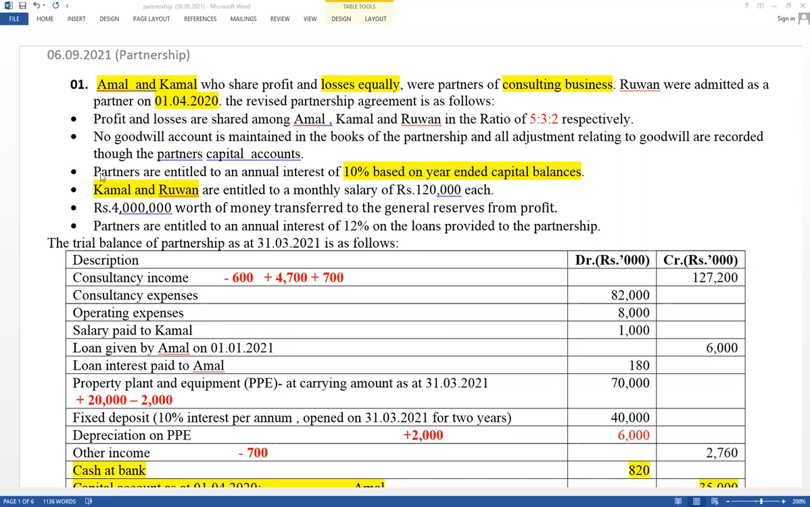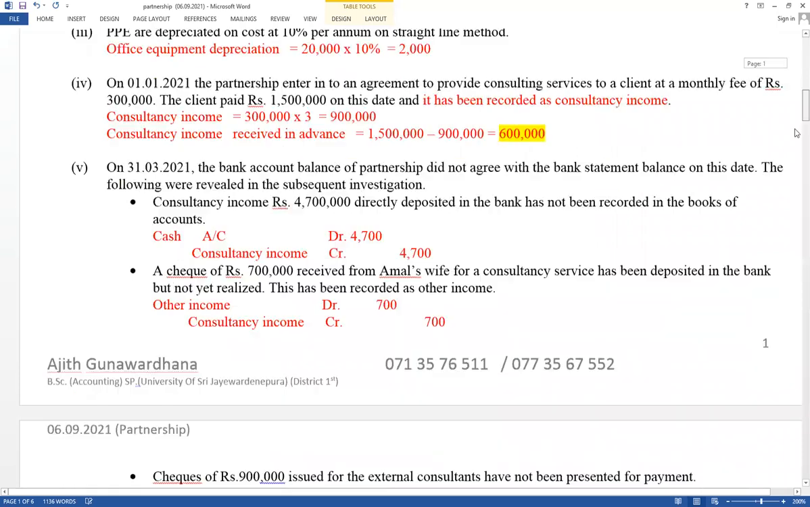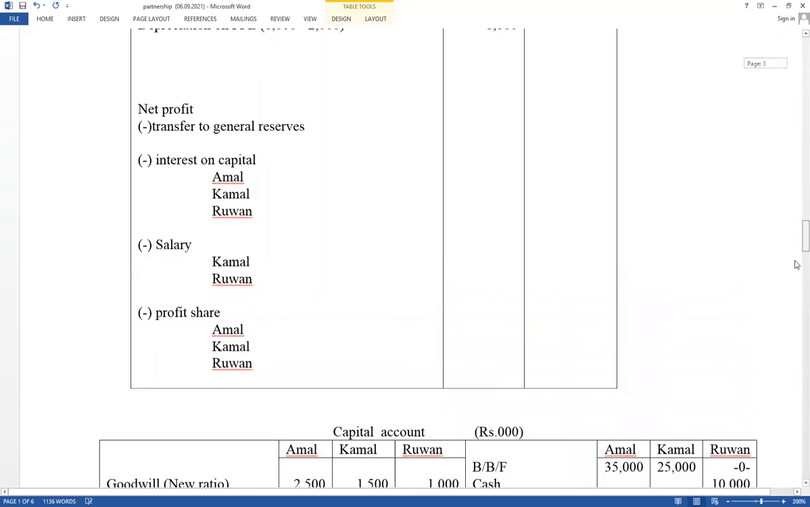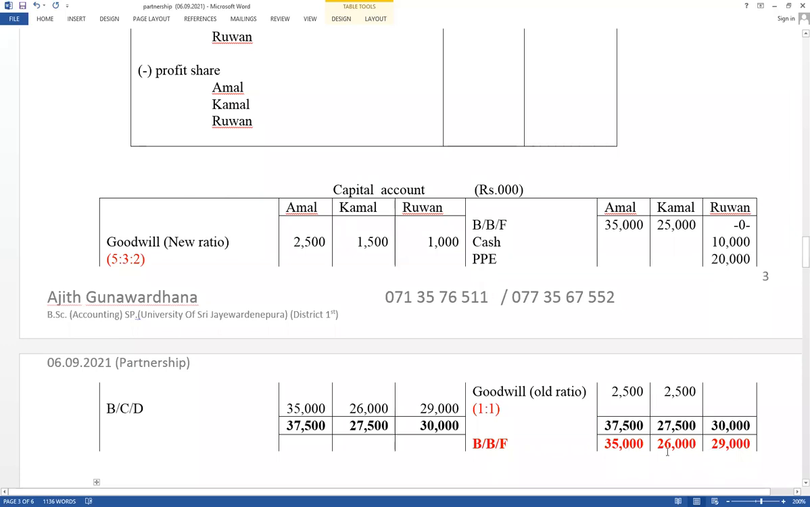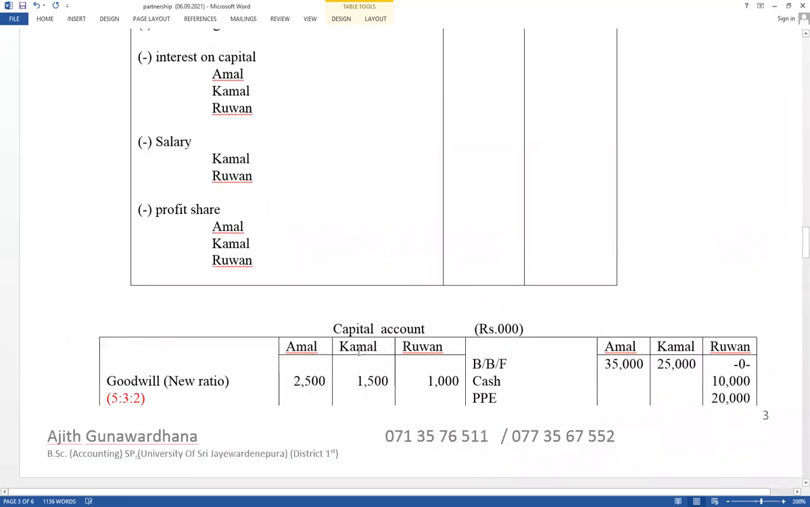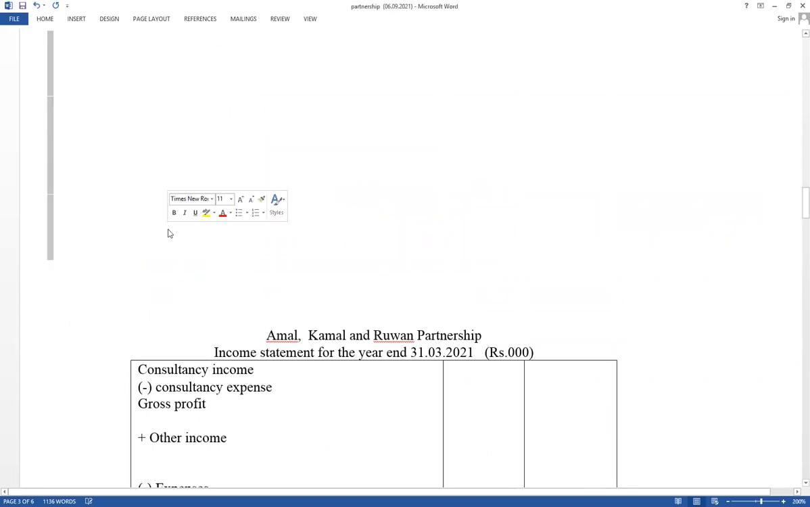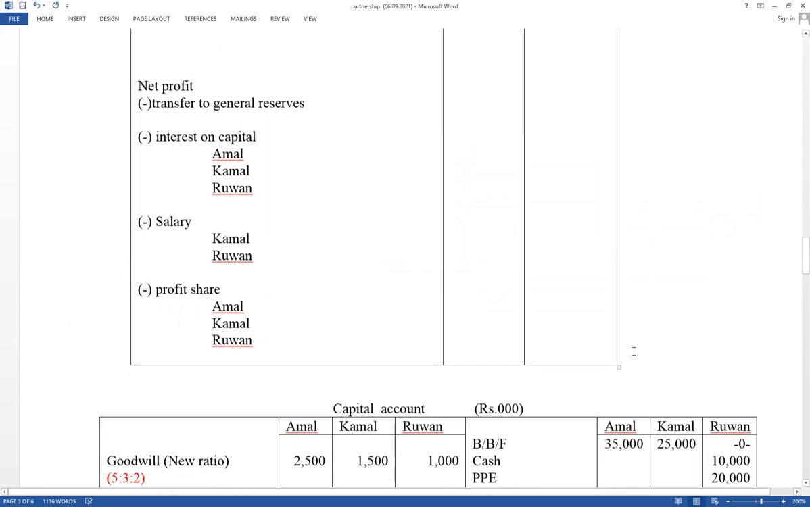Think about the third part. Partners are entitled to annual interest 10% based on year-end capital account balance. Interest on capital. All three partners available. Admission beginning of the year. Therefore, interest on capital is relevant for all three partners. It has given 10% based on their closing capital account balance. Calculate it. Capital account balance already prepared. This is the closing capital account balance. Based on that value, 10% should be calculated.